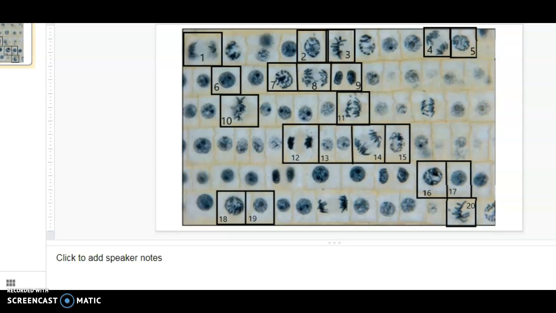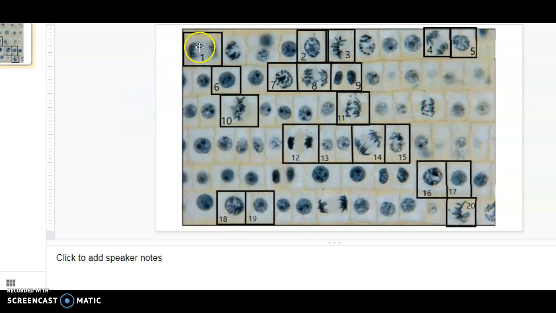For this assignment, you're going to be looking at a microscope slide with many different stages of the cell cycle. It's from an onion root tip. This is where most of the cell division takes place in an onion. And you can tell they're plant cells because of the square shape.